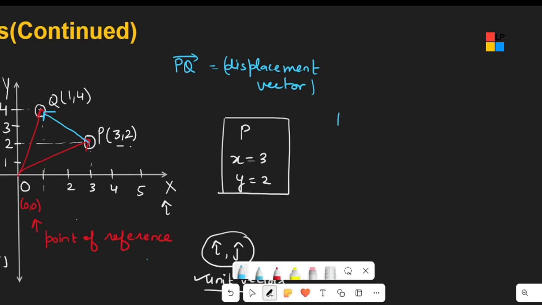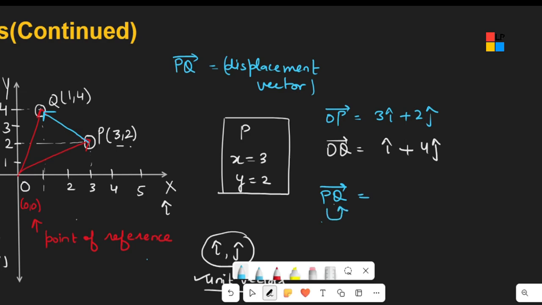First we need the OP vector, that was 3i plus 2j cap. Similarly, we had the OQ vector, that was i plus 4j cap. Now here we are finding the PQ vector. This is the initial position P, and we are going from P to Q.